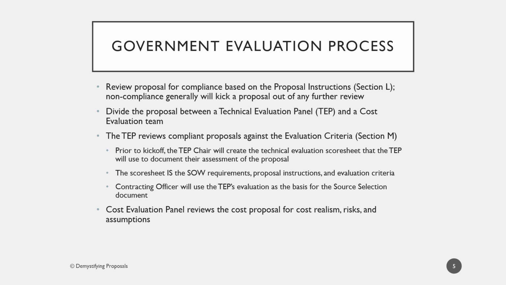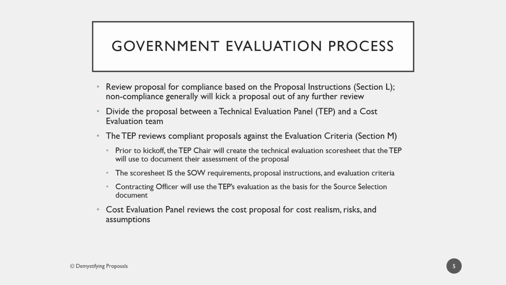The first step in the government evaluation process is to review the proposal for compliance based on the proposal instructions, usually found in Section L. Non-compliance generally will kick a proposal out of any further review. The next step is to divide the proposal between the Technical Evaluation Panel, or TEP, and a cost evaluation team. The TEP reviews compliant proposals against the evaluation criteria, usually found in Section M.